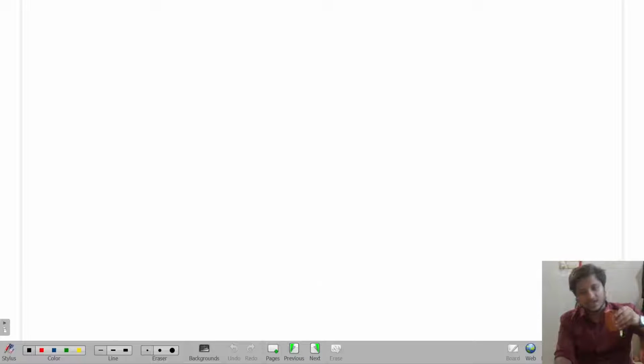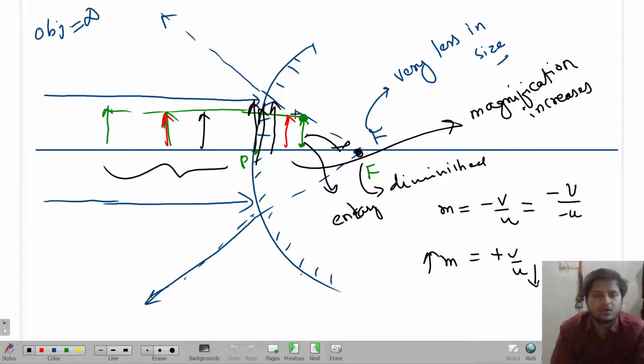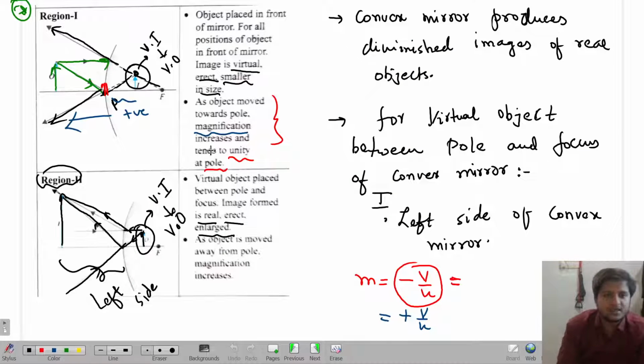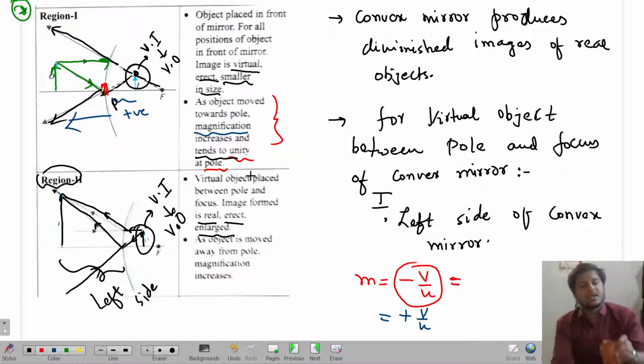Now, in case of concave, it can be infinity, but in case of convex, the maximum magnification that can be attained is equal to unity. Means the object height can be equal to the virtual image height. Understood or not? Try to understand. Got it or not? So that is what it is. Yes, sir. The maximum magnification can be unity. Okay.